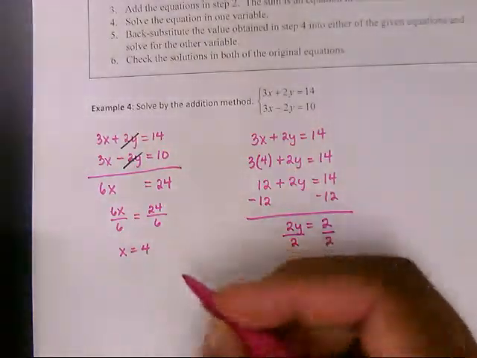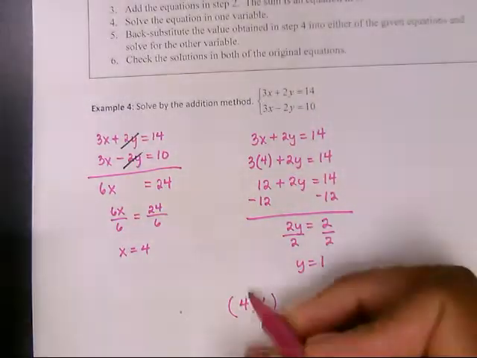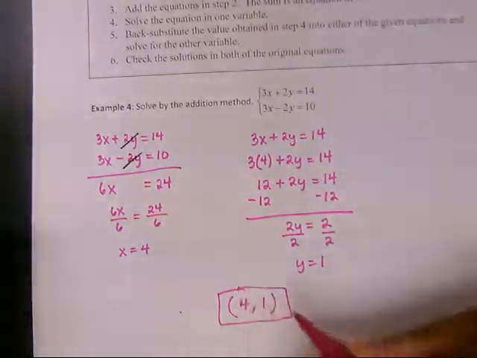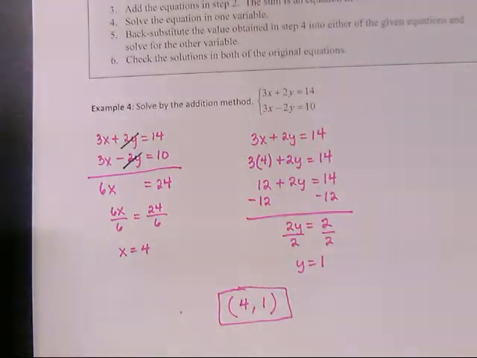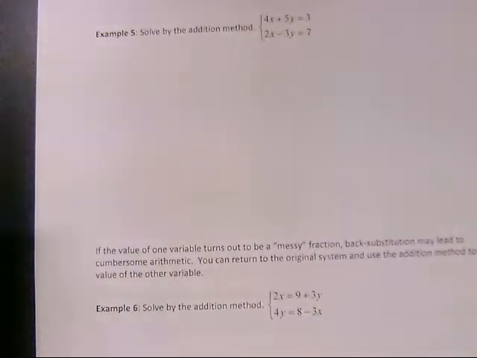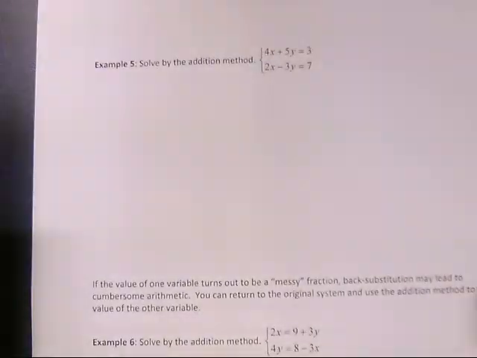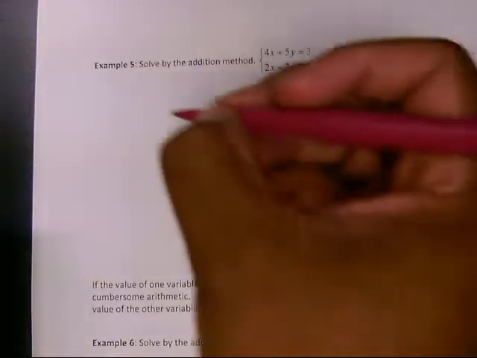So in this case here, the ordered pair, your x is 4, and your y is going to be 1. So the ordered pair 4, 1 is the solution to that system of linear equations. And again, I will leave that check up to you. I'll let you do the check on your own. Alright, here's another example. This one we got 4x plus 5y is equal to 3.